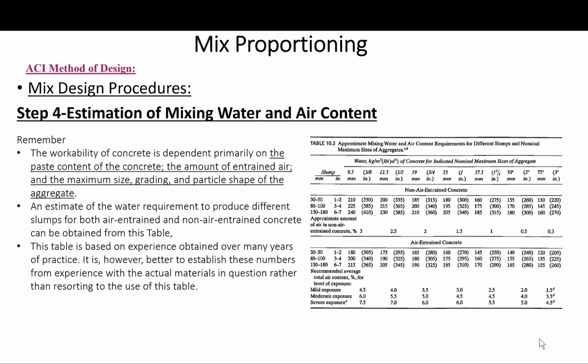Step number 4, estimation of the mixing water and the air content. As we have seen in the fresh properties module, the workability is dependent primarily on the paste content of the concrete and the amount of entrained air and the maximum size, grading and the particle shape of aggregates, if you remember. So an estimate of the water requirement to produce different slumps for both air entrained and non-air entrained concrete can be obtained from this table right here, which is based on experience obtained over many years of practice.